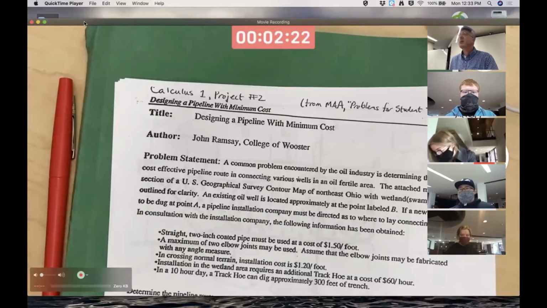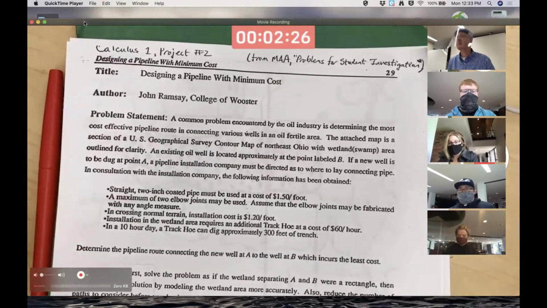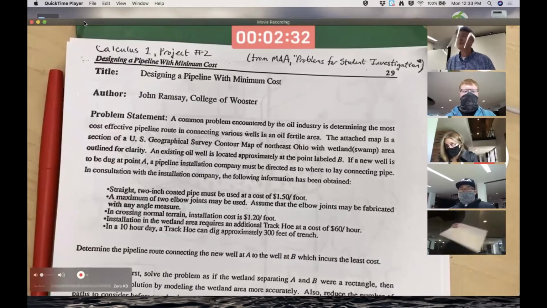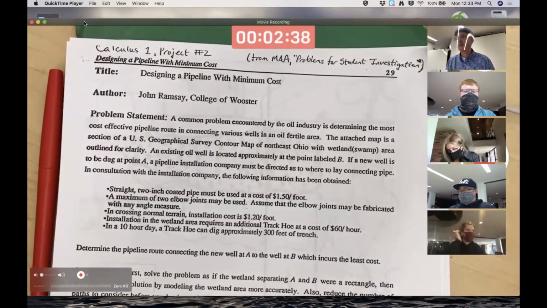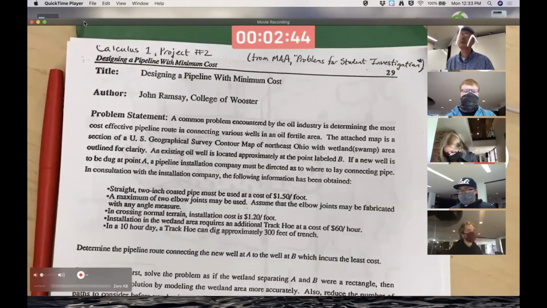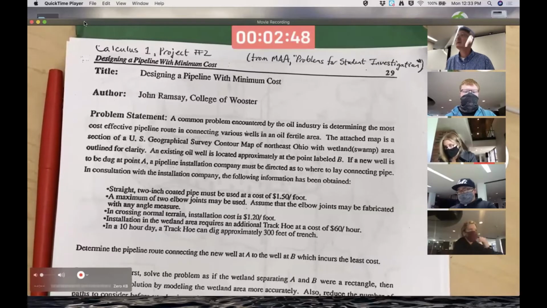All right, so let's start by going over this pipeline with minimum cost problem. Pretend this is a project that you're doing, and I'm working on it with you. I want you to pay attention not just to how I do the calculus, but how I think about solving the problem. Which means you need to think about practicalities, which also means you need to think about what's called mathematical modeling.